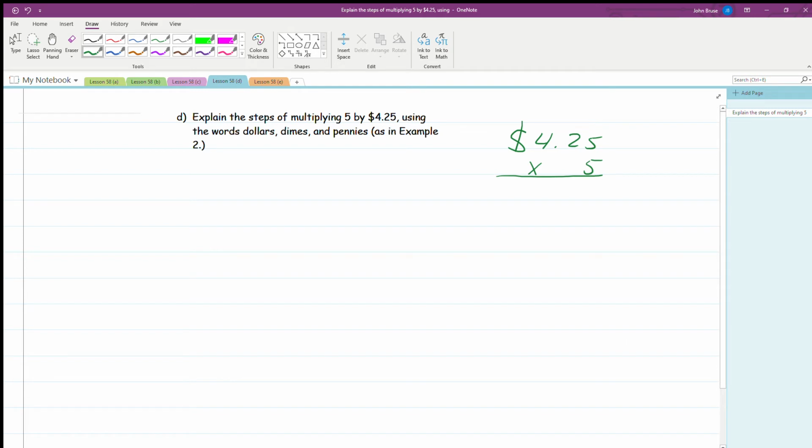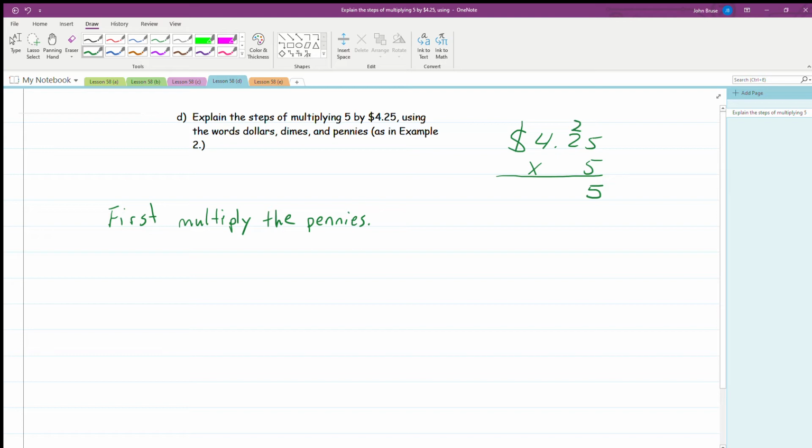It says first multiply the pennies. Okay, so I'm going to do that. We've got 5 times 5 pennies is 25 pennies. And then we carry this 2. In example 2, it says 3 times 5 pennies is 15 pennies. In ours, it's 5 times 5 pennies is 25 pennies, which equals 1 dime and 5 pennies. Well, in our case, it equals 2 dimes and 5 pennies. We carried the 2 dimes.